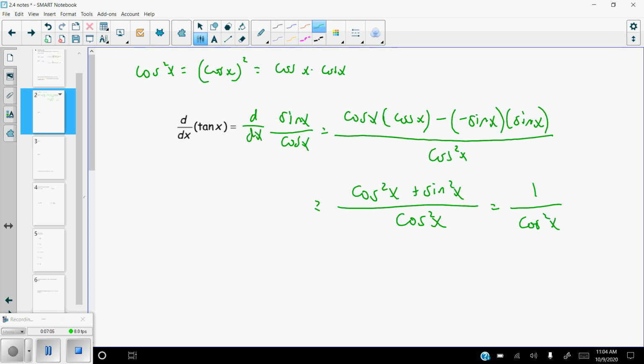It's not the most common form we're going to see it in, because the reciprocal of cosine is secant. So 1 over cosine squared is the same thing as secant squared x. That is the derivative of tangent of x. Again, that's something you're going to need to just know. You're going to need to memorize that. Okay?